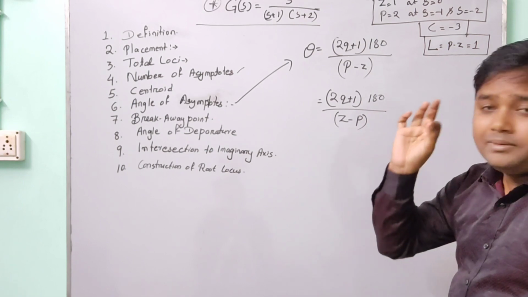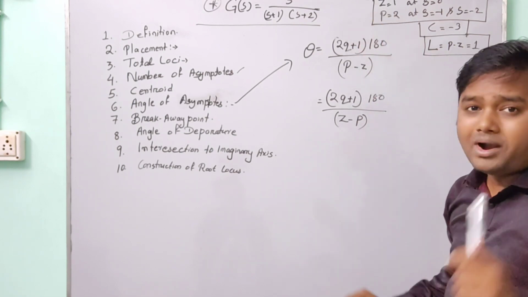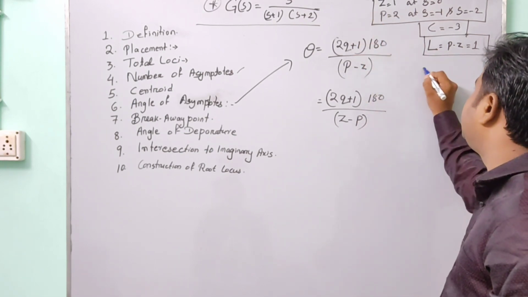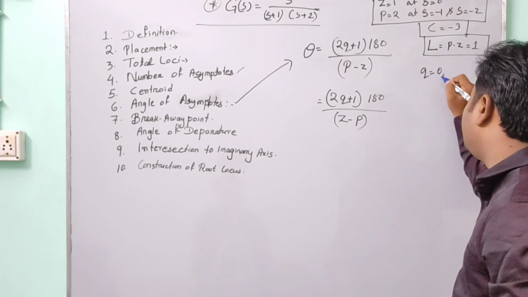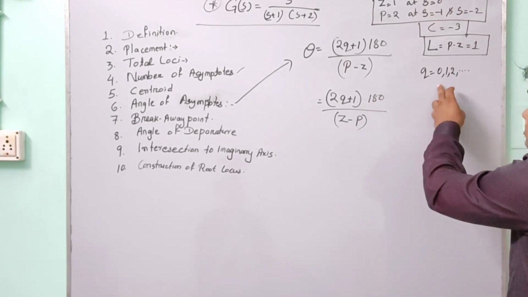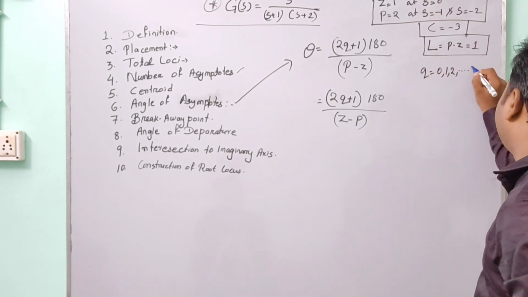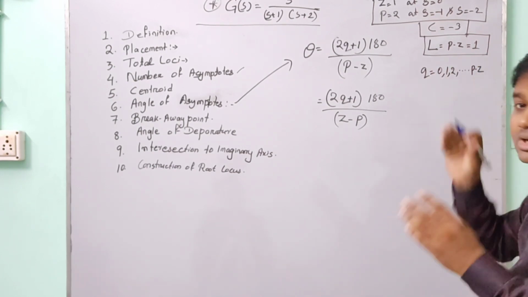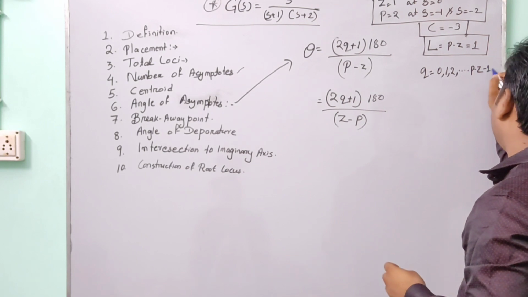And here one important thing is the value of q. What is the value of q? The value of q lies from 0, 1, 2, and so on. It starts from 0 and ends at p minus z minus 1, the difference between the number of poles and zeros minus 1.